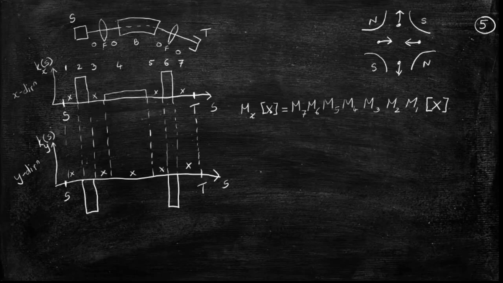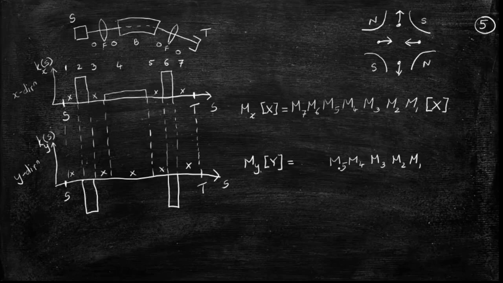Source has this, so what you will get at the target. Same way for the y-axis also. It will act on the vector y and y prime, and same thing, where M1, M2, etc. now correspond to the matrices in the y direction, which are different from the matrices in the x direction, because the beamline elements behave differently along the x and y.